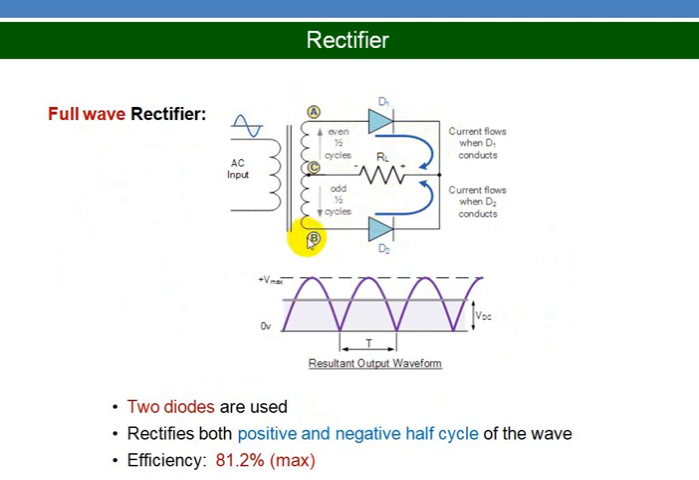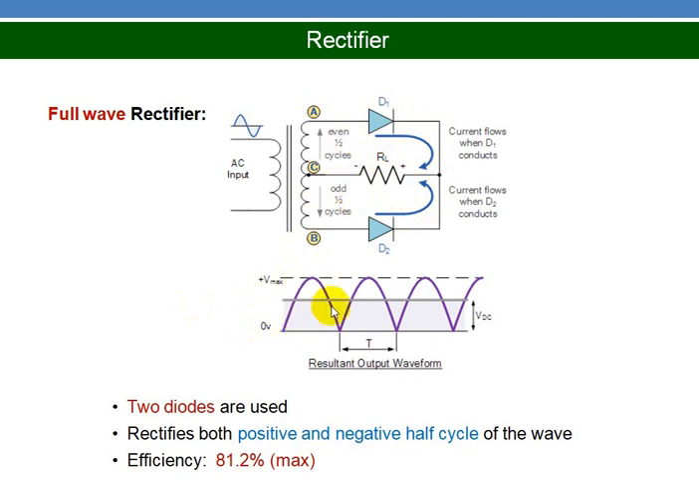During the negative half cycle, B becomes plus with respect to A. Therefore, this diode will conduct, and current will be flowing in the counterclockwise direction. Again, the current will enter here and leave here, so the polarity of the voltage will be like this. So this rectifier circuit rectifies both positive and negative half cycles.